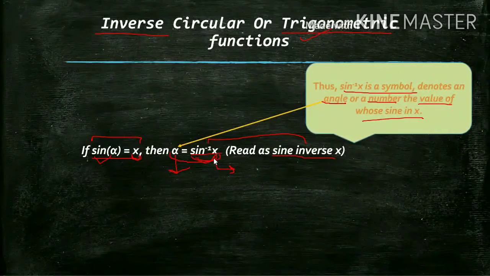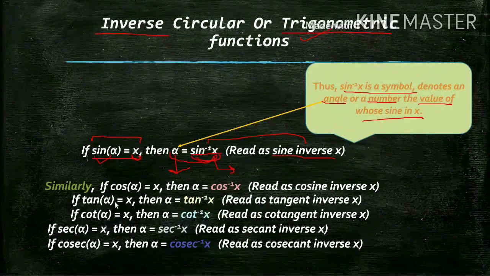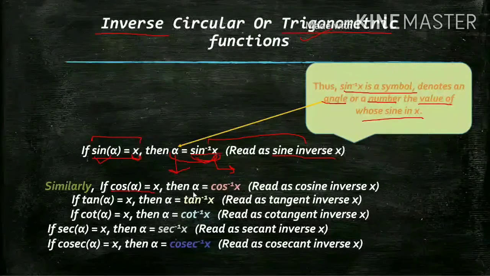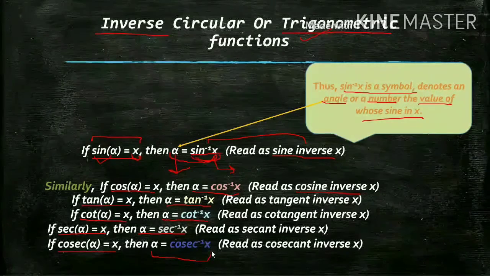Now, as I define the sine inverse function, I can define other trigonometric functions as well. Like this, I write sine of alpha equals x. I can write cos of alpha equals x, then alpha would be cos inverse x, read as cosine inverse x. If tan of alpha equals x, then alpha would be tan inverse x. If cot alpha equals x, then alpha would be cot inverse x. If sec alpha equals x, then alpha would be sec inverse x. And if cosec alpha is x, then alpha would be nothing but cosec inverse x.